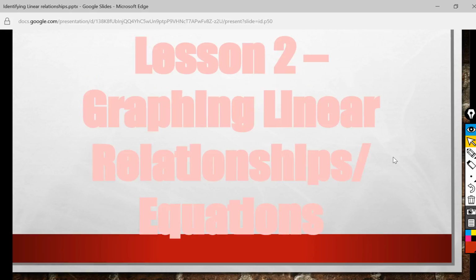So I'm at about 16 minutes right now. So part 3 will be lesson 2, graphing linear relationships and equations. So now we're starting to get into the meat of our unit.